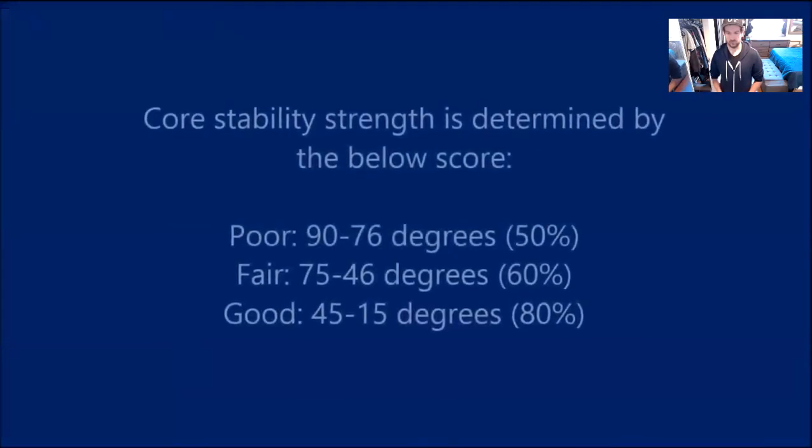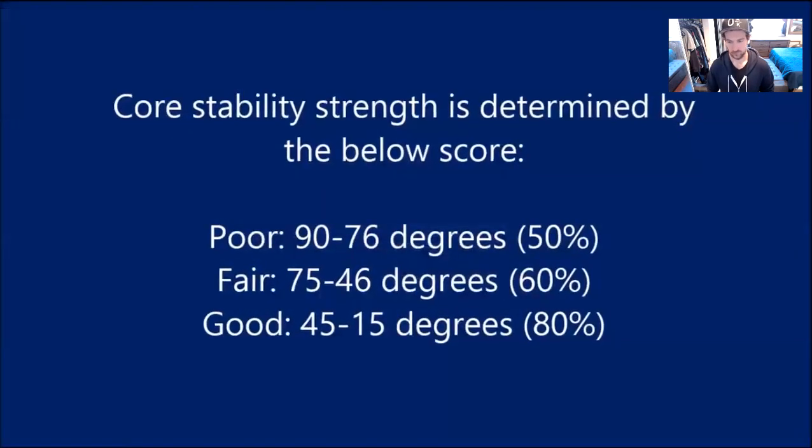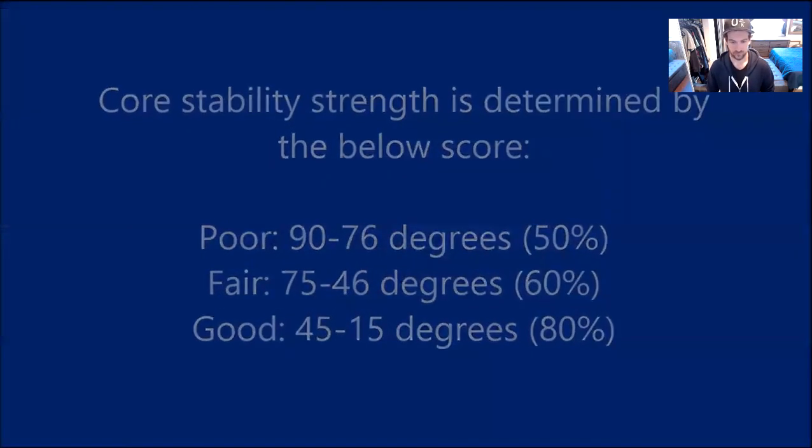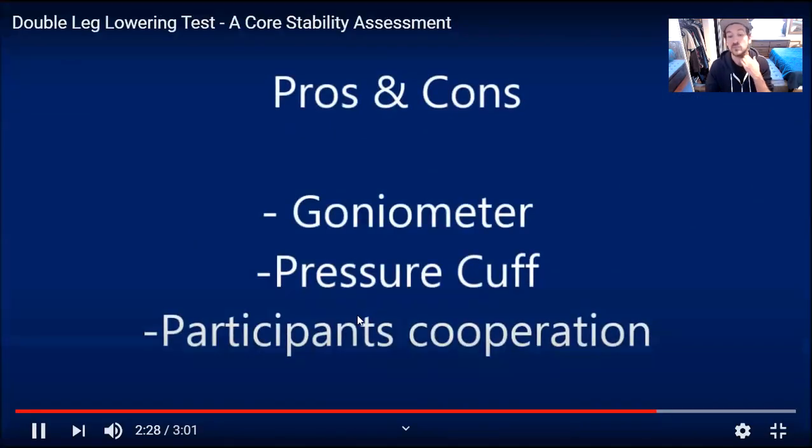Core stability is determined by the following. Poor is 90 to 76 degrees, fair 75 to 46, good 45 to 15 degrees. The pros of this assessment are the goniometer and the pressure cuff and their simplistic nature in the test. The cons are the participants' cooperation and their ability to perform the maneuver successfully and correctly.